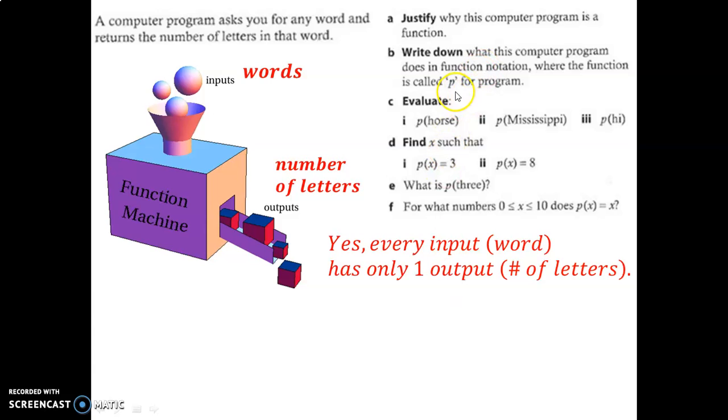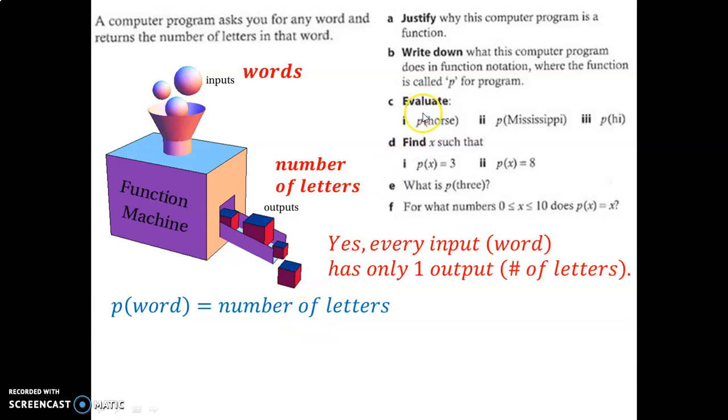Okay, so now write down what this program does in function notation. So that could be something like this. P being the program, it says use P for program. P of the input word, so P of word, all right, that's the input, and the function gives you the number of letters.